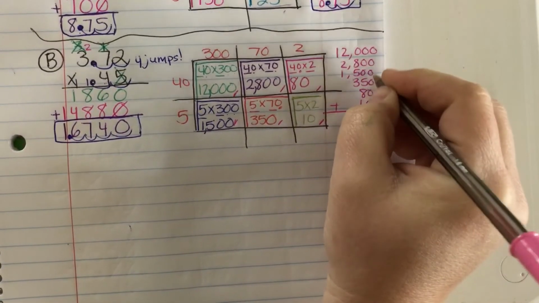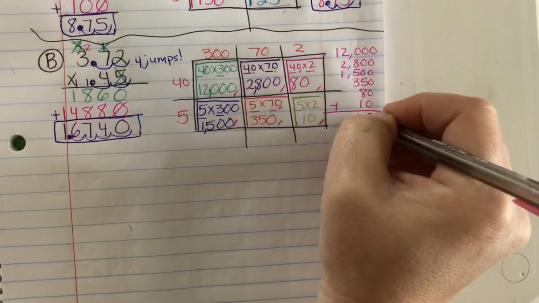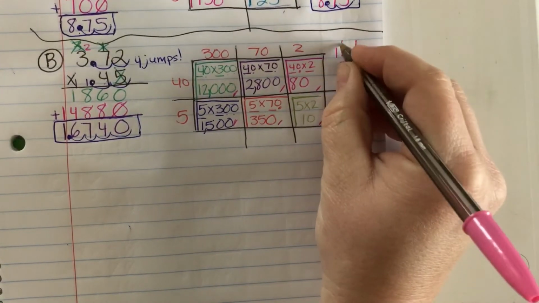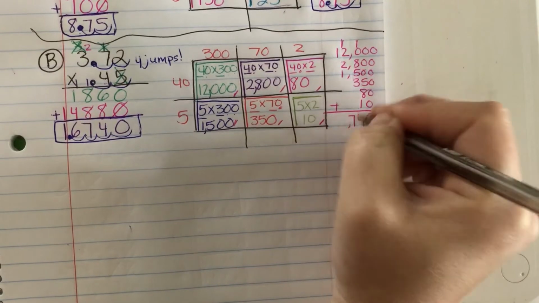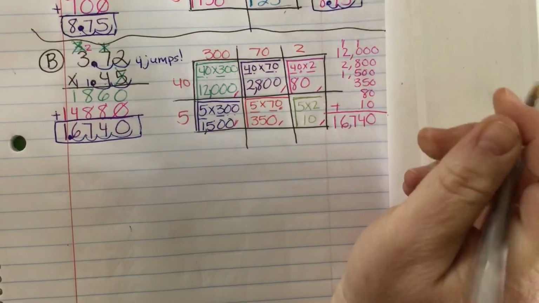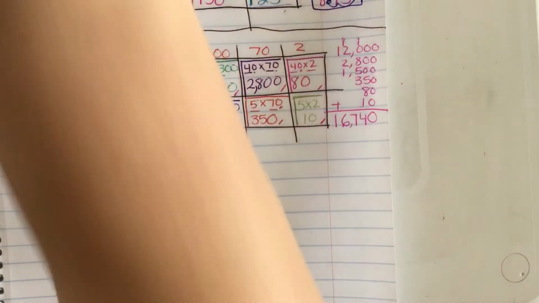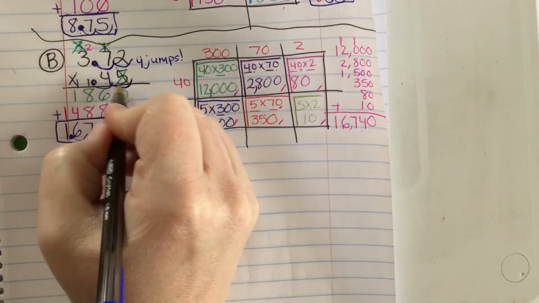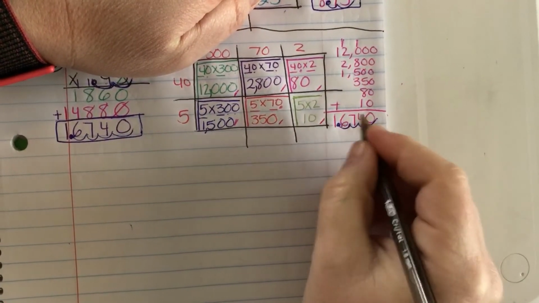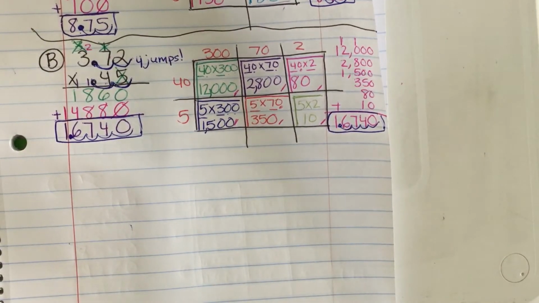Then we add it all up. 0, 8, 9, 10, 11, 12, 13, 14, 8, 9, 10, 11, 12, 13, 14, 15, 16, 17, 2, 4, 6, and 1. Oop, I should not have put a comma there, should I? We aren't doing whole numbers, we're doing decimals. So let's figure out where our decimal goes. So again, 1, 2, 3, 4 jumps. So I'm going to go over here, 1, 2, 3, 4 jumps. 1 and 674 thousandths.